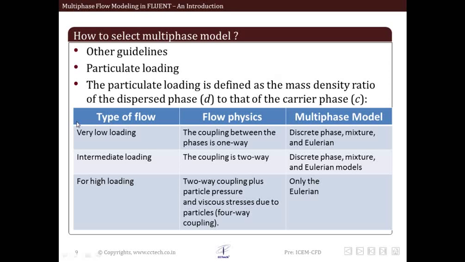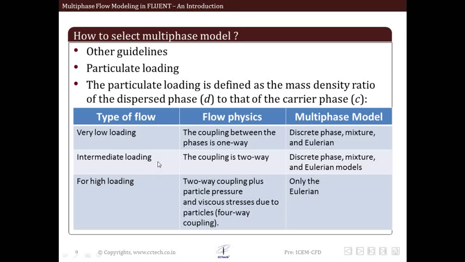So based on this, there are 3 types of categories: very low loading, intermediate loading, or high loading. When we have very low loading of the dispersed phase, generally the particulate loading number is very low. In such cases, the coupling between the phases is one way, that is, only the continuous phase is affecting the dispersed phase. The dispersed phase is not affecting the flow of the continuous phase. In such cases, we can use the discrete phase model, the mixture model, or the Eulerian model.